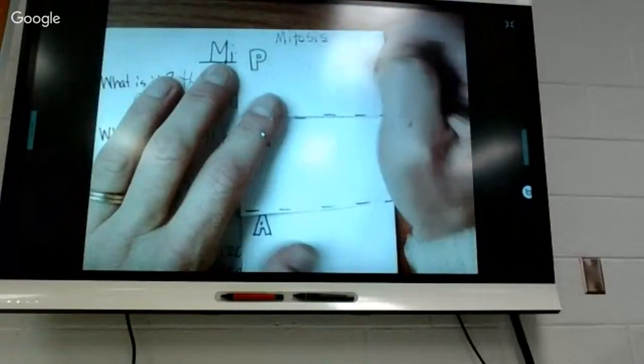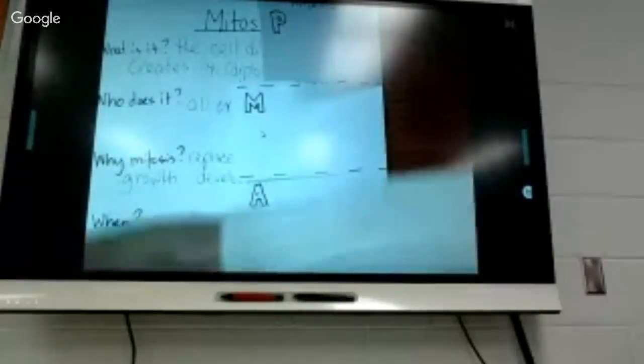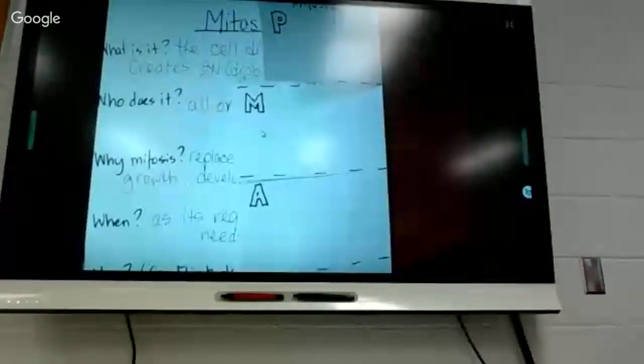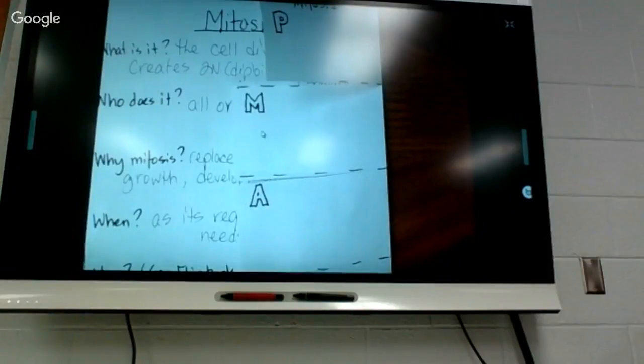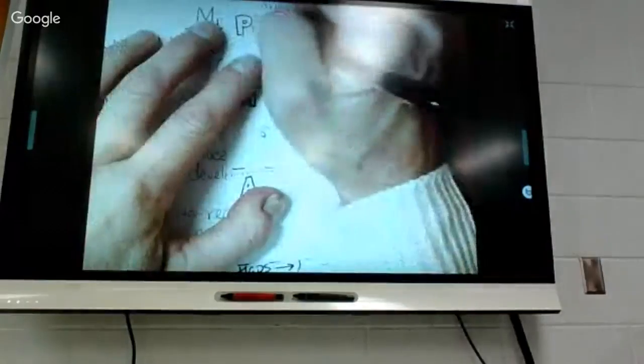What they want you to be able to do is, if you see the events written out, they want you to put them in the right order, okay? So you have to be able to click and drag in the right order. Or if you see pictures, you're going to have to be able to arrange them in the right order, okay? All right, so this one's prophase.